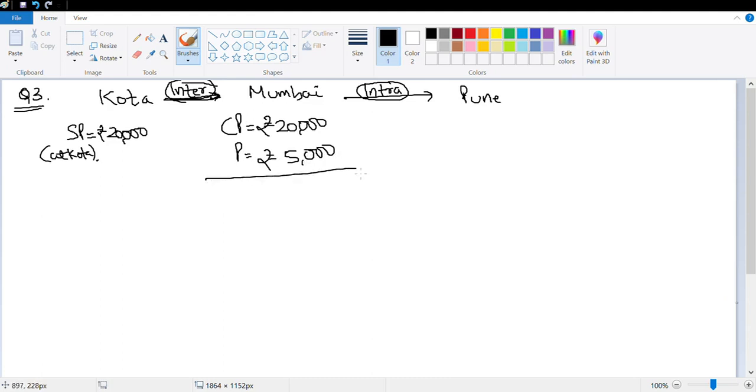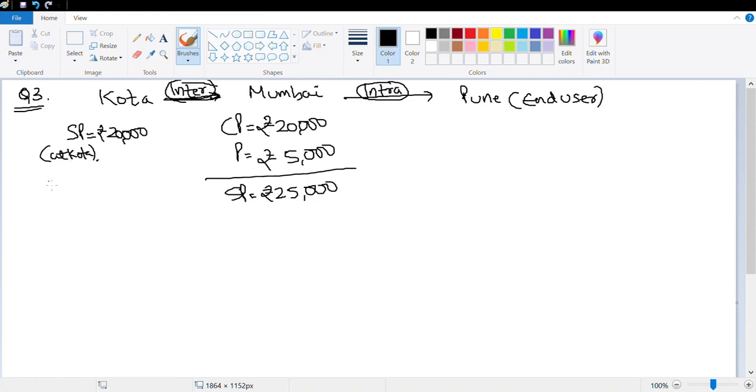So the SP for him will be equal to rupees 25,000. Perfect. Now find the net GST paid at Pune if the dealer at Pune is the end user. So this is the end user. Why are we bothered about end user? Because the end user will not, I repeat, the end user will not sell it to someone. So now let's look at this question slightly clearly.